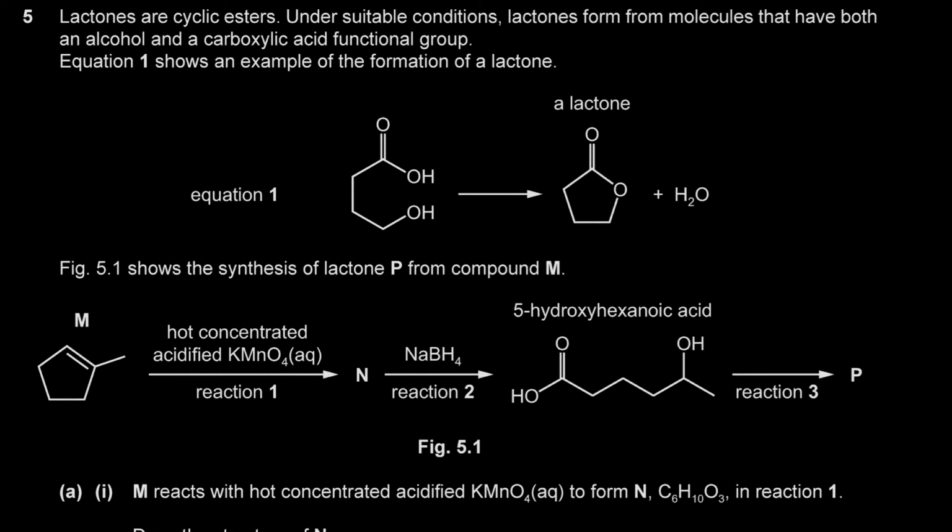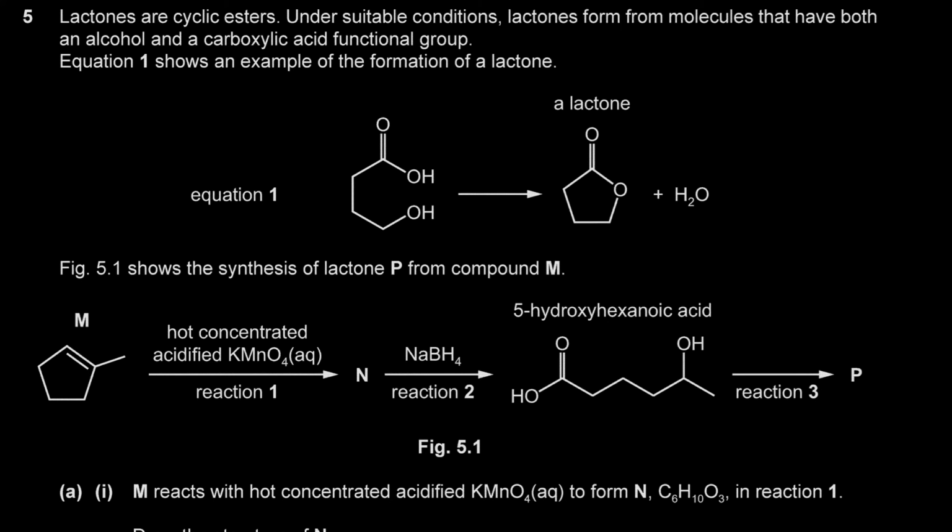So here we have question number 5. Lactones are cyclic esters. Under suitable conditions, lactones form from molecules that have both an alcohol and a carboxylic acid functional group. Equation 1 shows an example of the formation of a lactone. Here this compound has a carboxylic acid group and an alcohol group, and we have self-esterification.